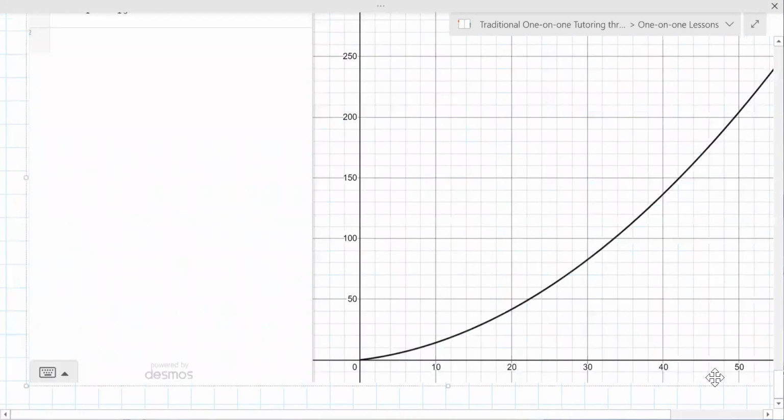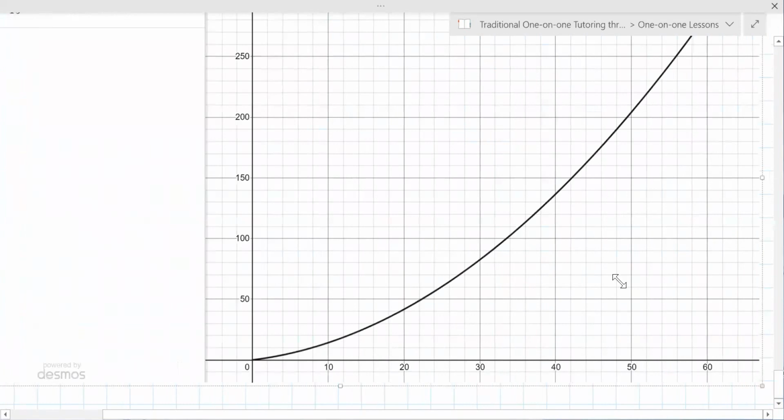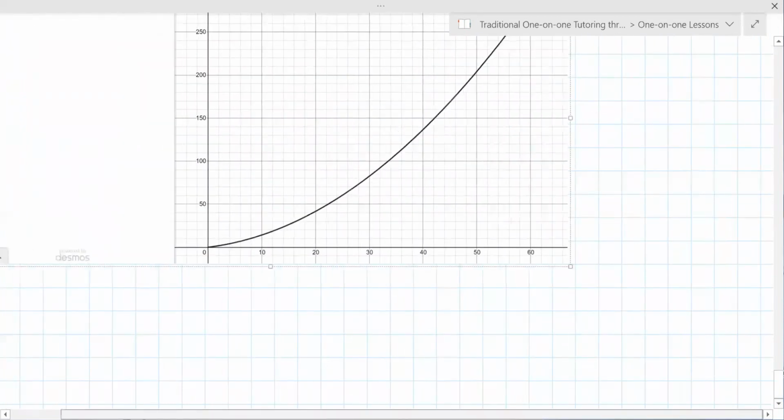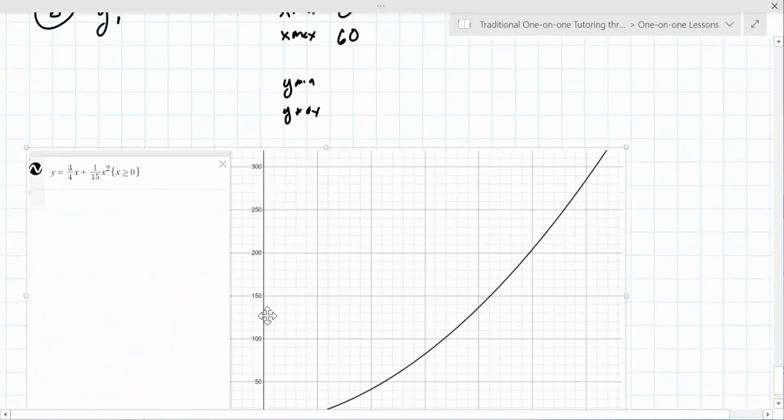So your part B is to graph this. Let me make this a little smaller so we can see it in the window. If you've never used Desmos, I like it a lot for these problems. It's much more visual than your calculator. So you're putting in y1, this 3/4 x plus 1/15 x squared.